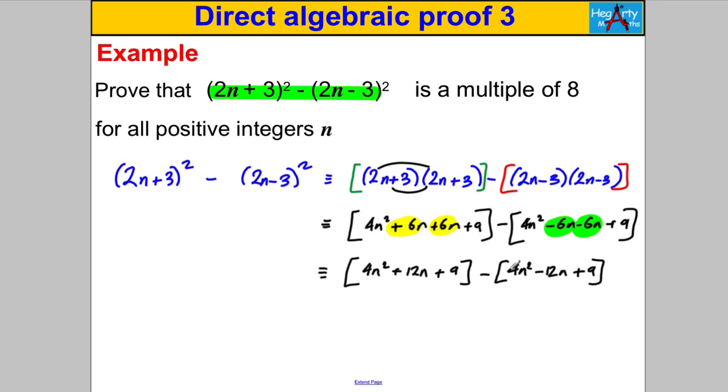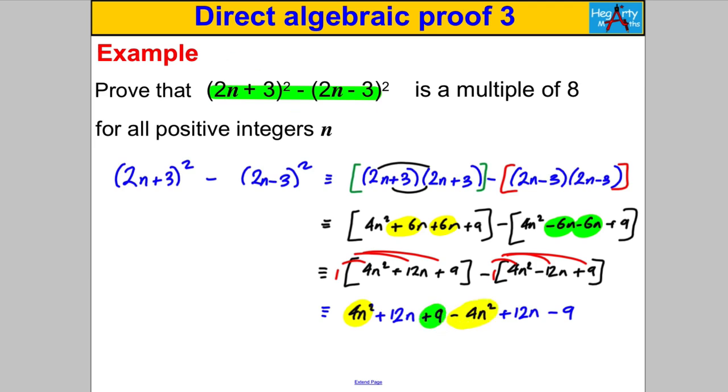So let's think what this means. I can think of this as negative 1 multiplied by the whole of this bracket, and I can think of this as 1 times the whole of this bracket. So I can remove the brackets and write 4n squared, add 12n, add 9. Now I'm going to multiply everything by negative 1: subtract 4n squared, add 12n, take away 9. And 4n squared take away 4n squared is no n squareds. 9 subtract 9 is nothing. And we're left with, at the end, 24n.